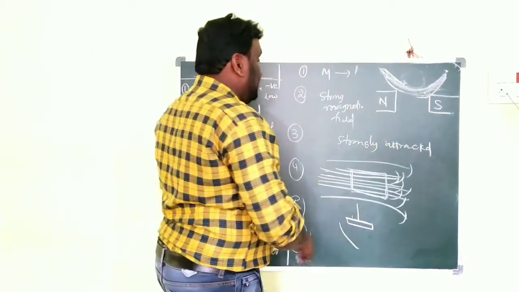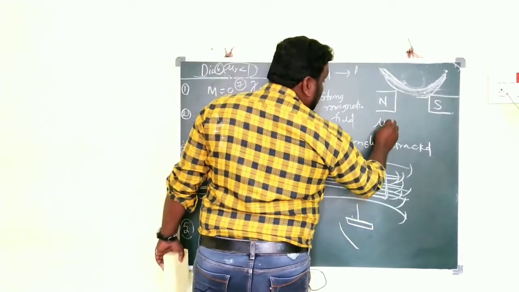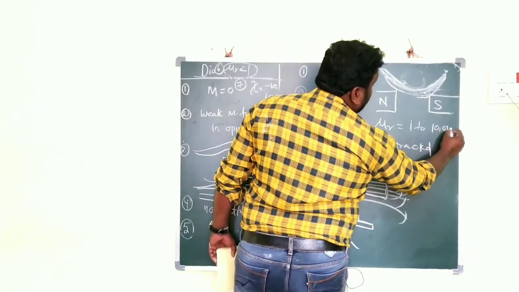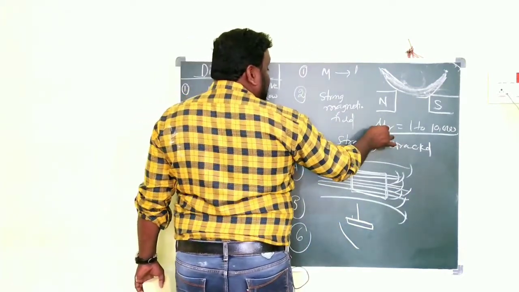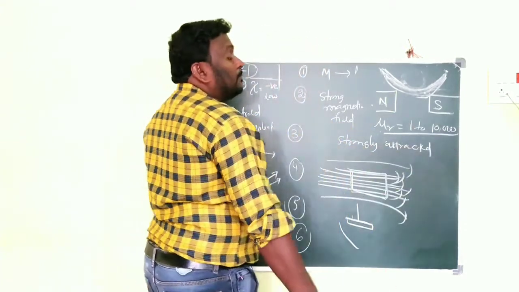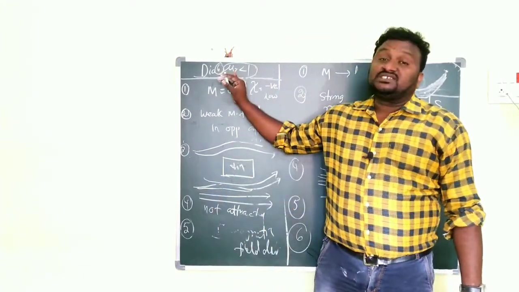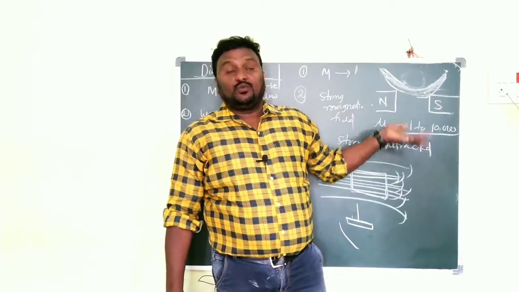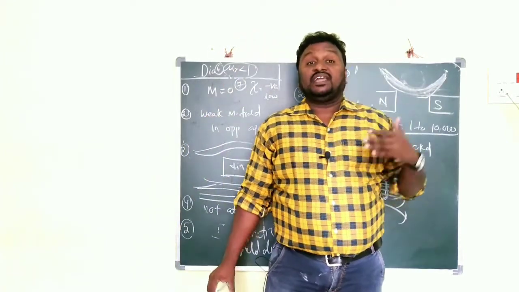And children, in this case you have to observe the mu r value. Mu r is much greater than 1, nearly from 1 to 10,000. Clear? The relative permeability of ferromagnetic materials is from 1 to 10,000. In diamagnetic material, as we discussed, mu r is less than 1. In paramagnetic, mu r is greater than 1. And here mu r is from 1 to 10,000, a very high value.